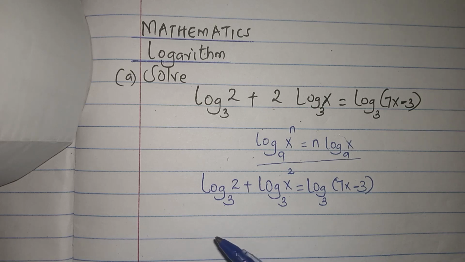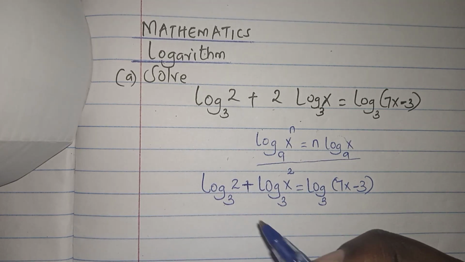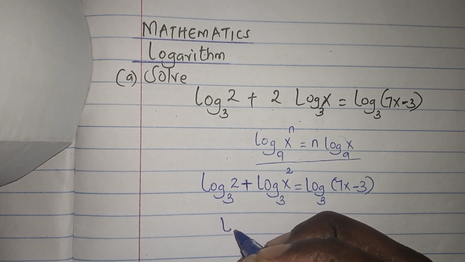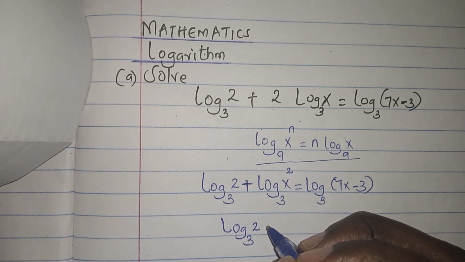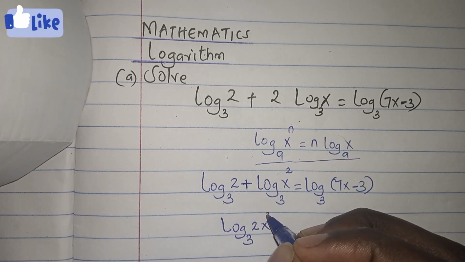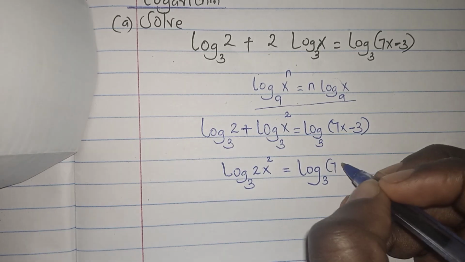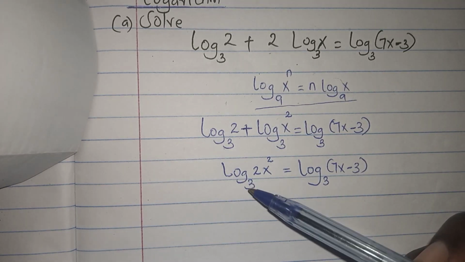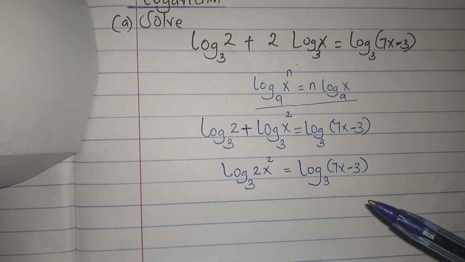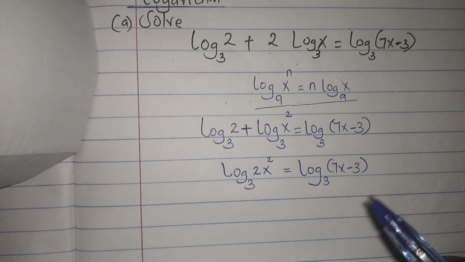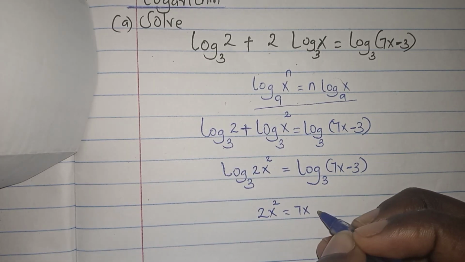And whenever you have the same bases and we have this addition sign here, you can multiply the logs. So I'm going to multiply these logs here, and it will be log base 3 of 2. I am multiplying 2 and x to power 2, so it will give me 2x to power 2 is equal to log base 3 of bracket 7x minus 3. The logs have the same bases, log base 3, log base 3 on the other side. So kindly do not cancel the logs, but drop them. I'm going to drop the logs because they are the same. It will be 2x squared is equal to 7x minus 3.